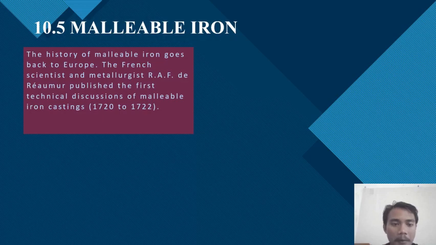In malleable iron, the history of malleable iron goes back to Europe. The French scientist and metallurgist R.A.F. de Reaumur published the first technical discussion of malleable iron casting in 1720 to 1722.